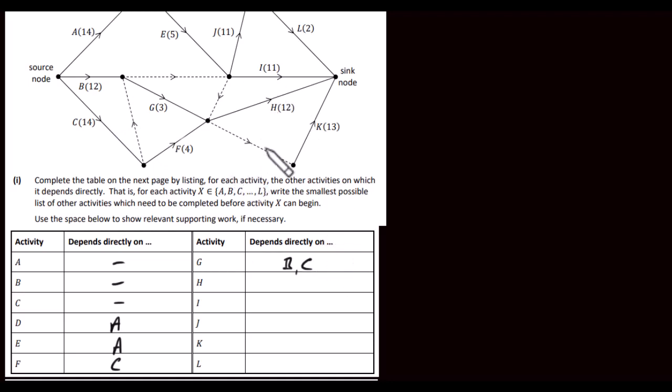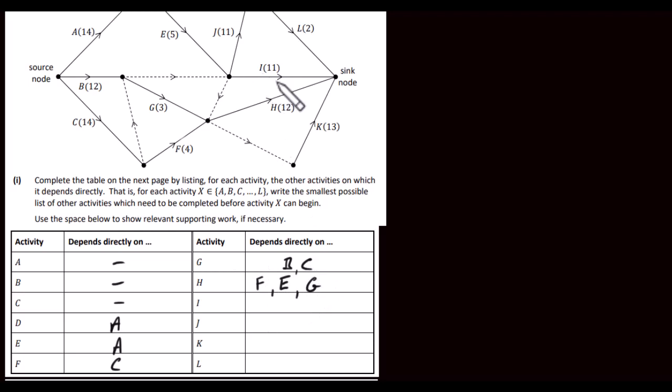H then is, where's H? H is here. Now H is dependent on F directly and indirectly on C, so I'm not going to include that because it says depends directly on, so I'll just include F here. And it's also dependent on E because we have an arrow coming down here and then we have this dummy activity coming down here, so it's dependent on E as well. And it's also dependent on G. Now G is dependent on B and C, but we've already done G, so we won't include those.